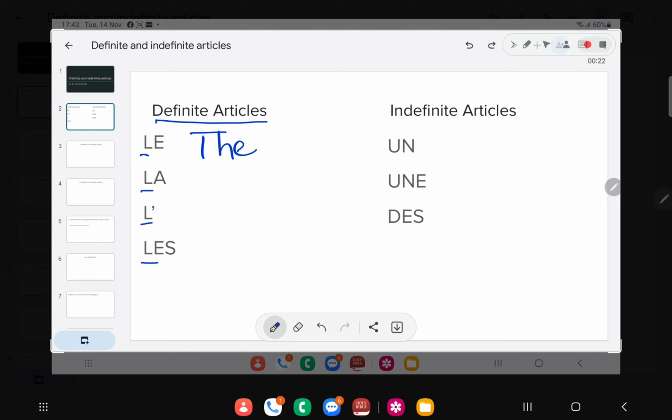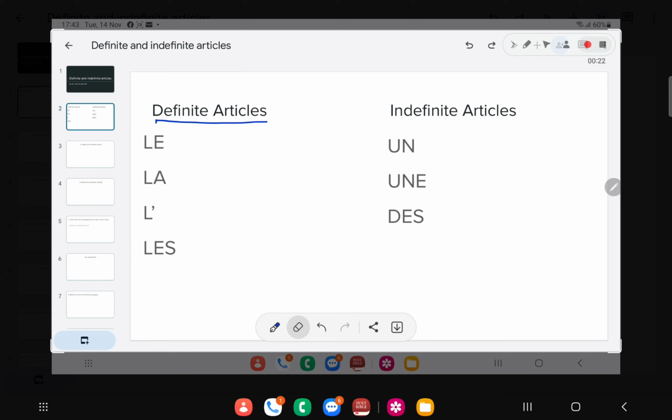But there's a slight twist in French. That is to say that in French, words are gendered. What this means is that for each word you want to write, the definite article that introduces it has to reflect the gender of that word.